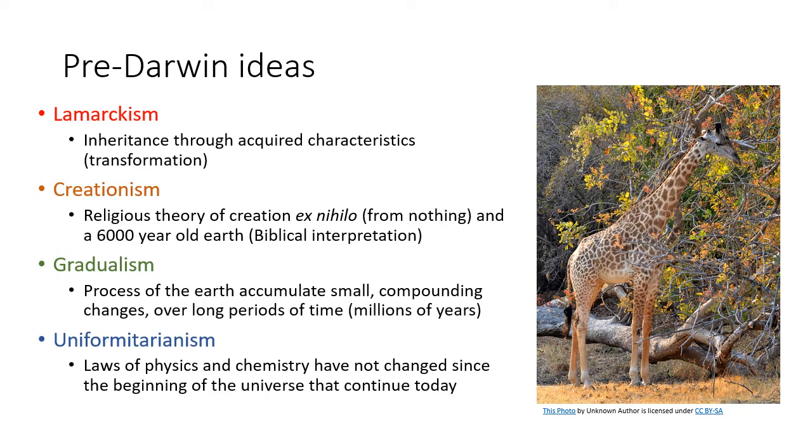It's not really a scientific explanation, but was often held by scientists because they were Christian, at least in this part of the world. Gradualism is the process that the Earth accumulates small incremental changes over very long periods of time. Creationism is opposite to this thinking that, well, things actually occurred after a short period of time and then out of nothing everything was put in its place.